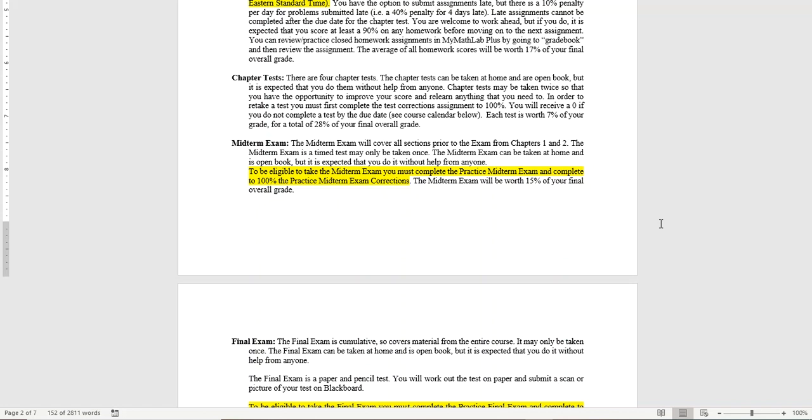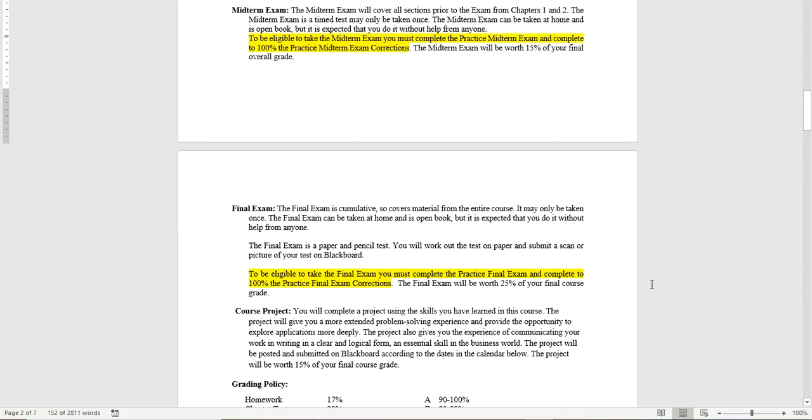After the practice midterm exam, you must complete the practice midterm exam corrections to 100%. Once you have done that, you will be able to take the midterm exam on MyMathLab. The midterm exam is worth 15% of your final overall grade. Please note that you may only take the midterm exam once.